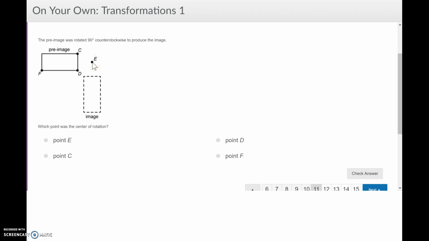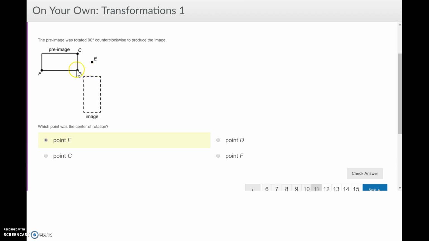We have E. Notice where C is in relation to E. If we went counterclockwise 90 degrees, C would end up here. That still looks like the same length and angle from E. If we rotated around point C, D would remain the same distance from C, and if we go counterclockwise 90 degrees, it would be somewhere over here, like on top of D. So it has to be point E.